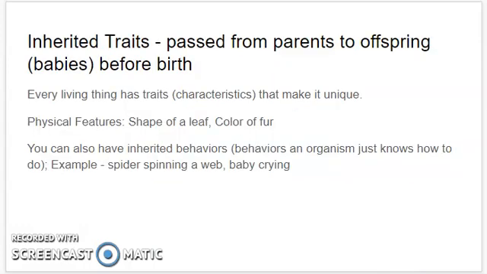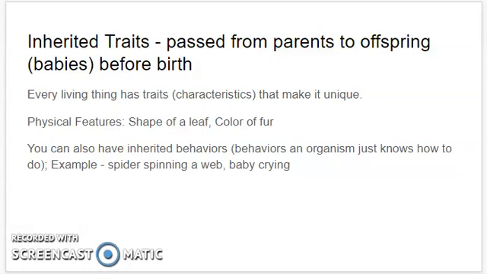All right, so inherited traits, like I said, are given to you from your parents. And these are all in your DNA, your genes. Okay? Every living thing has different characteristics that make them unique. So no 2 human beings, no 2 lions, no 2 flowers are exactly the same. When we're talking about inherited traits, we're usually going to be looking at physical features. Oftentimes they're going to be body structures.